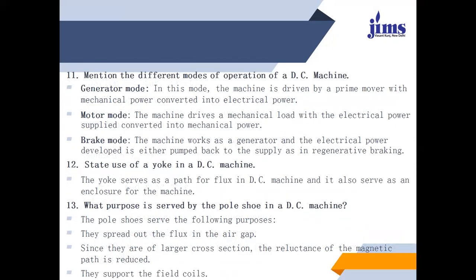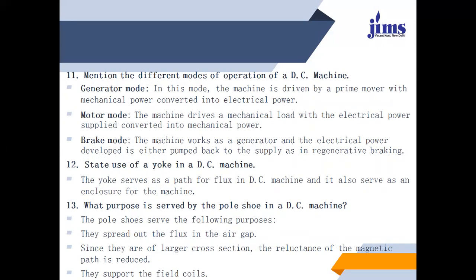Mention the different modes of operation of a DC machine. As we discussed in the previous lecture, there are different types of operations. The first operation is the generator mode. In this mode the machine is driven by a prime mover with mechanical power converted into electrical power. In the motor mode the machine drives a mechanical load with the electrical power supplied converted into mechanical power. In brake mode, the machine works as a generator and the electrical power is either pumped back to the supply as in regenerative braking.